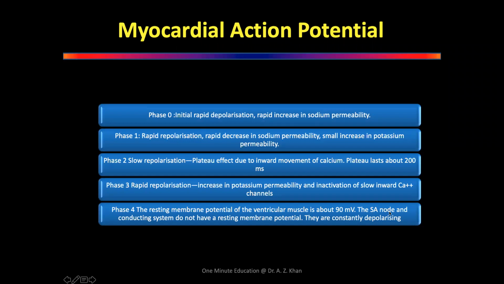The SA node and the conducting systems do not have a resting membrane potential, which means that they are constantly depolarizing. So they keep firing regularly, whereas the cardiac muscle, the muscle part of a heart, has a resting membrane potential. So there is an excitation phase and there's a relaxation phase. That is important to understand, and I'll tell you the significance of that last statement in a minute when I show you the graph after the next one.